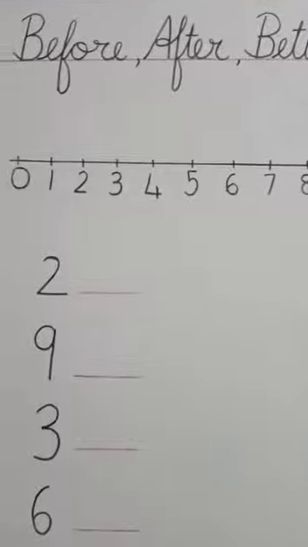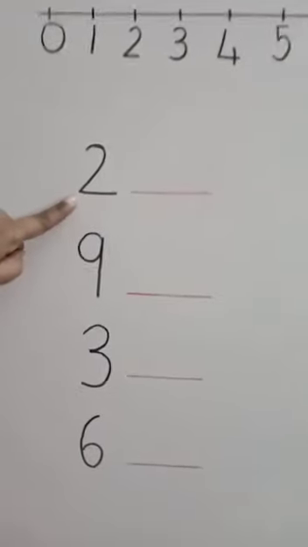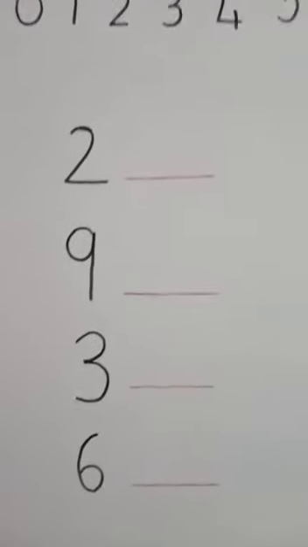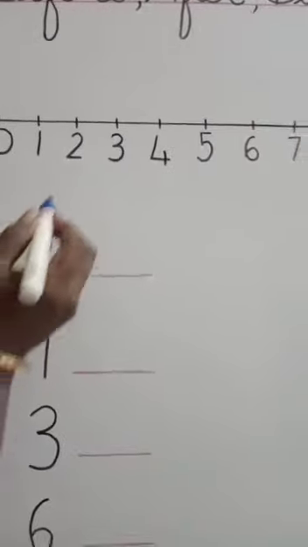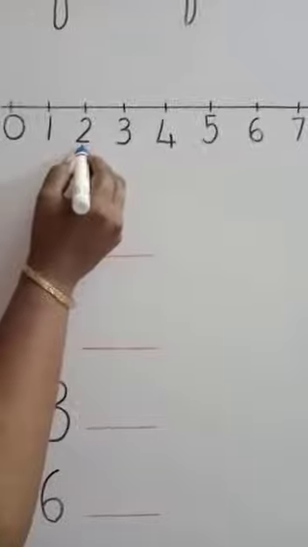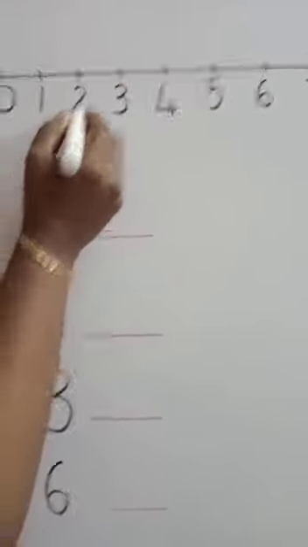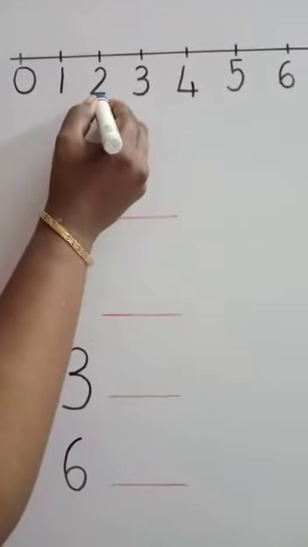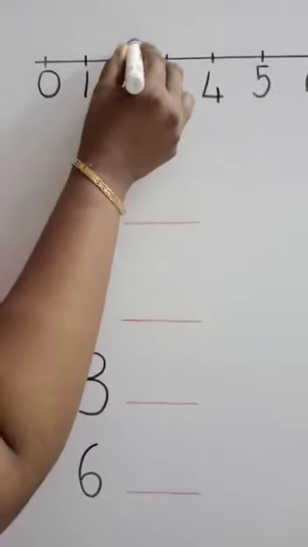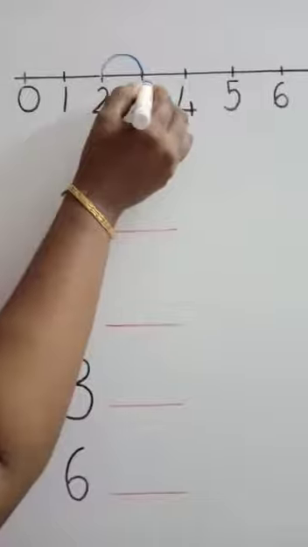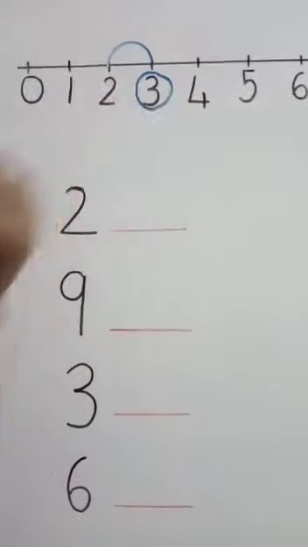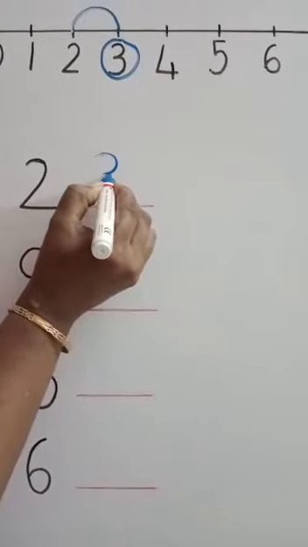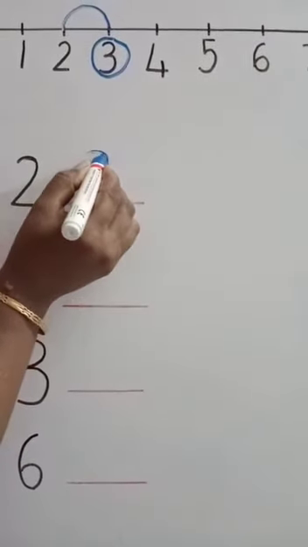Now which is our first number here, children? Number 2. Very good. Let's look for 2 in our number line. Where is 2 on our number line? Yes, here. So now for after numbers, we have to go forward. Okay. So this is our 2. What comes after 2? What comes here after 2? Who's this? Yes, number 3. So I'm going to write number 3 here.